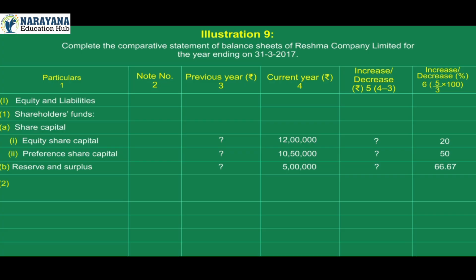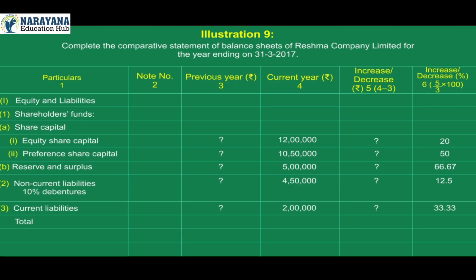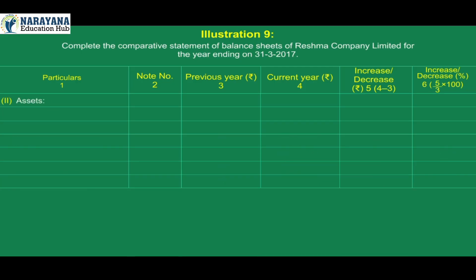66.67%. 2. Non-current liabilities. 10% debentures, question mark, 4 lakh 50,000, question mark, 12.5%. 3. Current liabilities, question mark, 2 lakh, question mark, 33.33%. Total, question mark, 34 lakh, question mark, 33.33%.